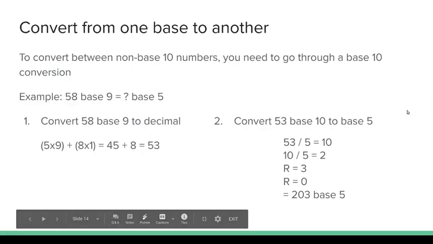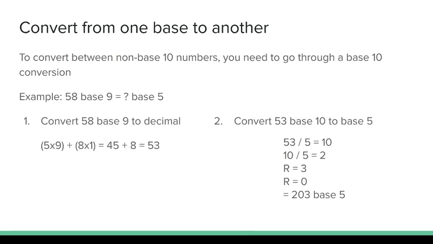Now, what if we have to convert between two non-base 10 numbers? What do we do then? To do this, we're going to have to go through a base 10 conversion. What do I mean by that? We look at the example 58 in base 9, and we want to convert that to base 5. We can't go directly between base 9 and base 5. First, we have to convert the base 9 number to decimal, and then we can convert the decimal number to base 5. So if we take 58 and convert that to decimal, we do that, remember, by multiplying each digit by its place. So in base 9, we multiply 5 times 9, and then we add to that 8 times 1. We get 45 plus 8 is 53. This is in decimal, so 58 in base 9 is equal to 53 in base 10.